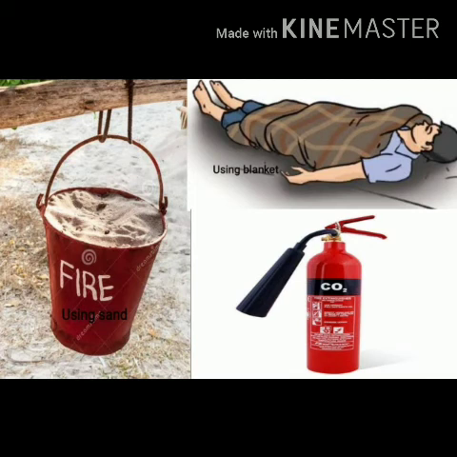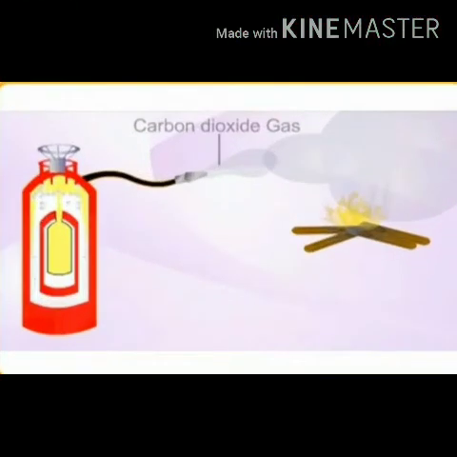Students, just now I told you that electrical or oil fires are extinguished by using carbon dioxide gas. It also helps in cutting the supply of air. Let's learn how CO2, that is carbon dioxide gas, helps in extinguishing fire. See, carbon dioxide gas being heavier than oxygen covers the fire like a blanket. Since the contact between the fuel and the oxygen is cut off, the fire is controlled.